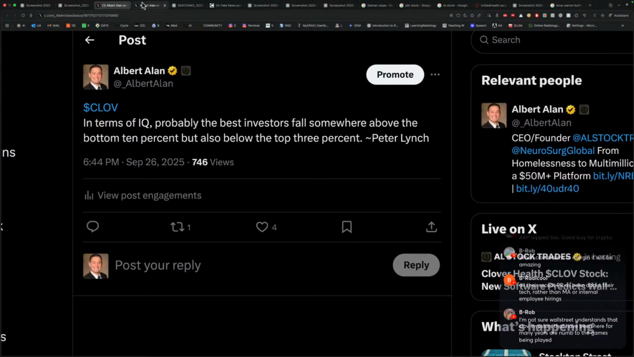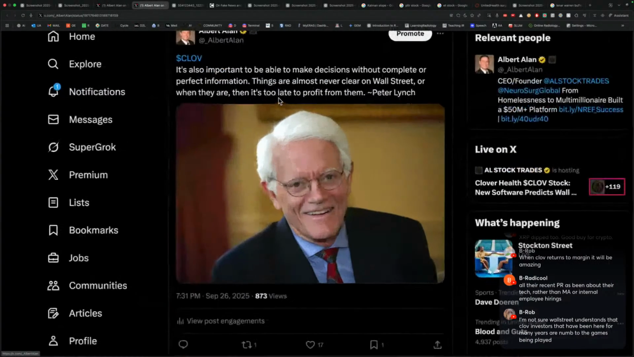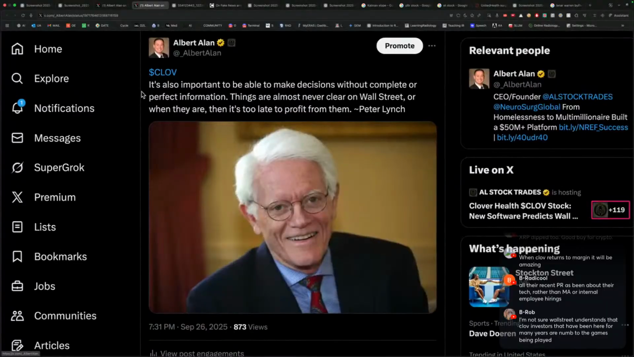It's a balance. Peter Lynch went ahead and said, it's also important to be able to make decisions without complete or perfect information, right? Because things are almost never clear on Wall Street, or when they are, then it's too late to profit from them. You see, and that's what's going to happen. Once Clover releases the SaaS information and everything's basically crystal clear, that's it. It's too late. It's too late.